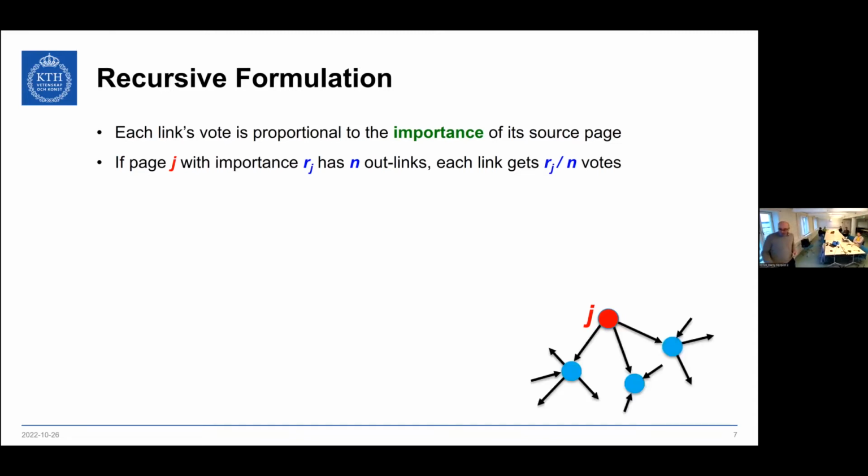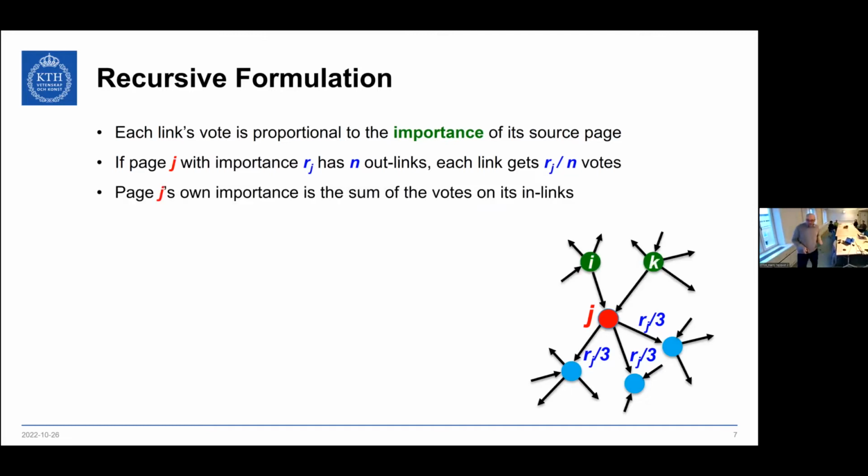So there are 3 nodes that this J points to. What we will say is that J will give equally its rank to each of the neighbors. So if we had some rank RJ, equally divided by 3, it pushes that to the neighbors.